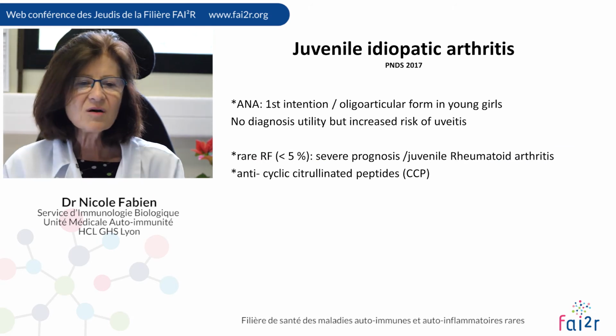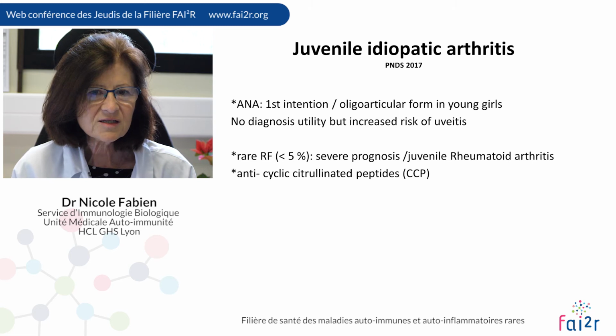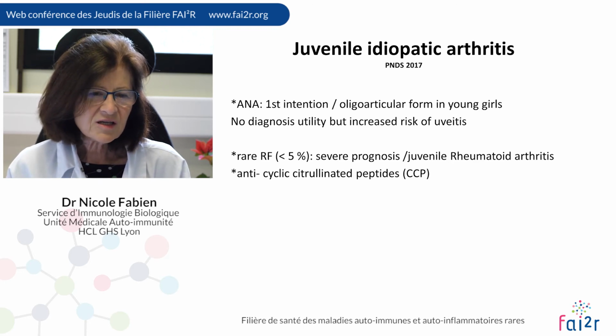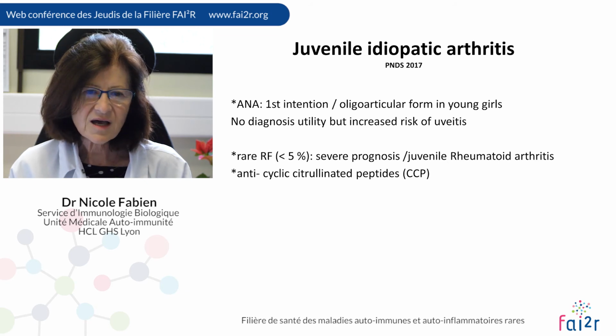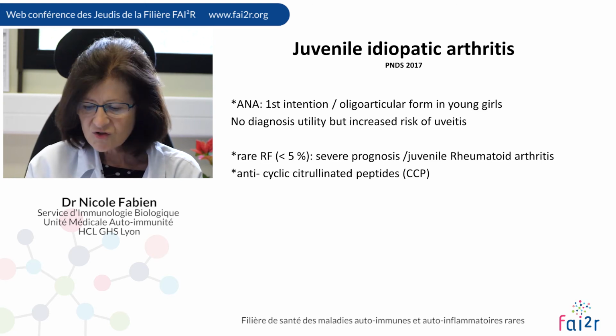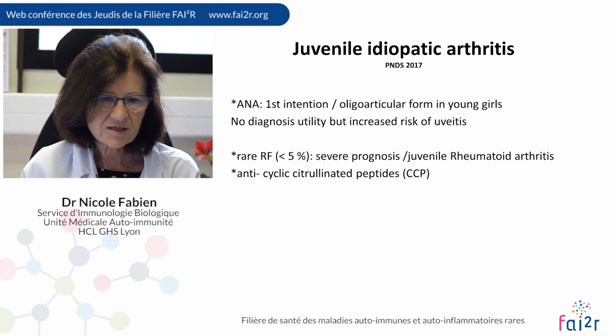Another disease which interests the FAIR network is juvenile idiopathic arthritis. ANA are often asked in first intention, even if there is no real diagnostic utility because they are not very specific, but their presence is really associated with an increased risk of uveitis. In this disease, you can also detect rheumatoid factor, even if it is rare. Its presence is also associated with a severe prognosis. And you can also detect anti-cyclic citrullinated peptides.